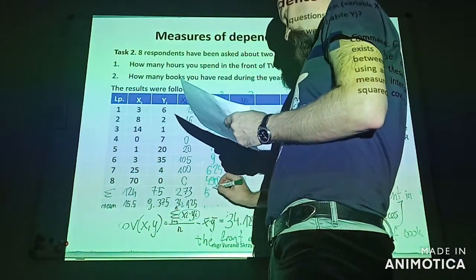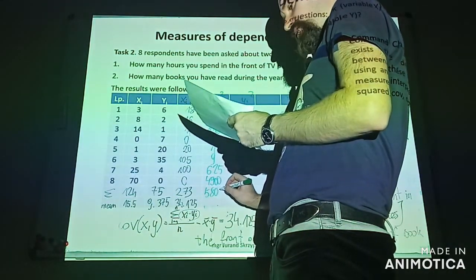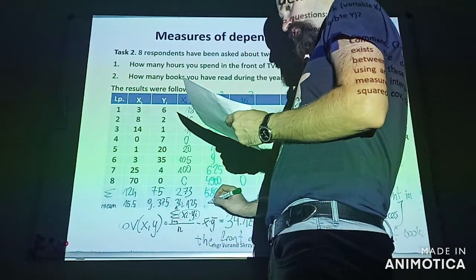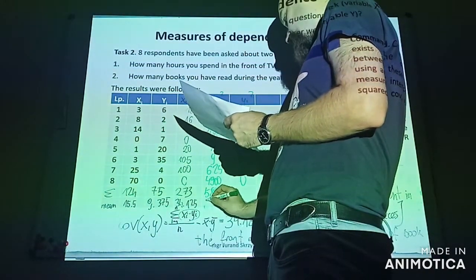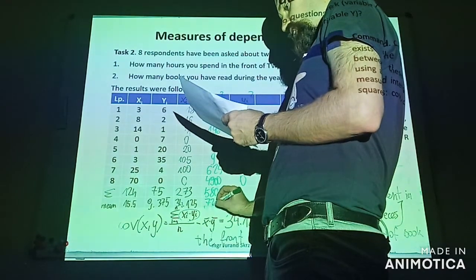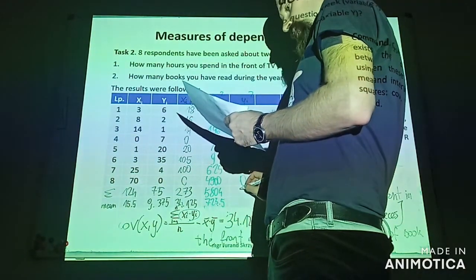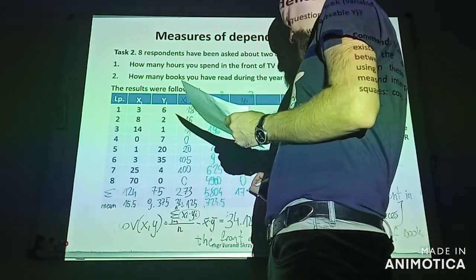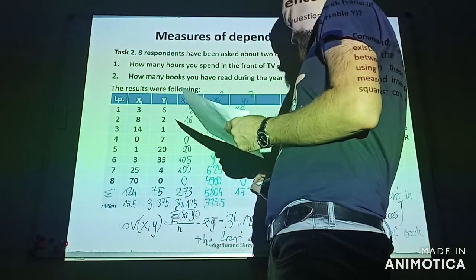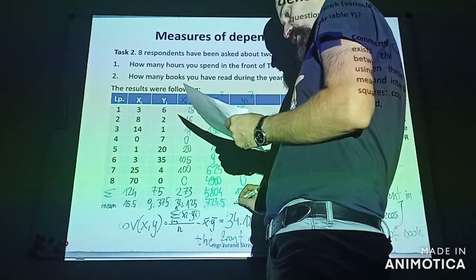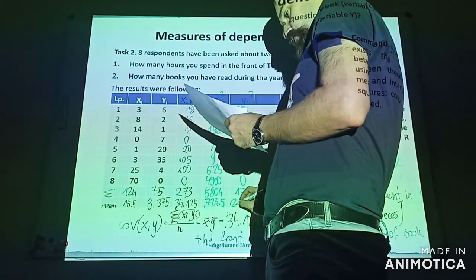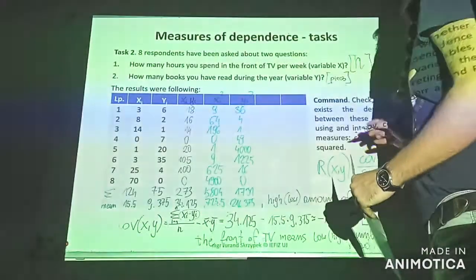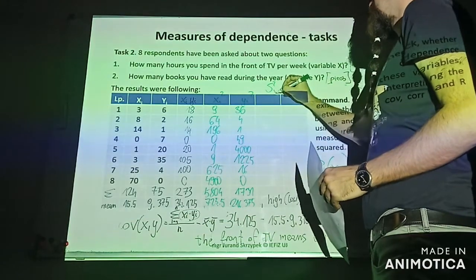is 5804, and the mean squared value of time 725.5, and here respectively we have 1731 and 216.375. Start with the variance of x.